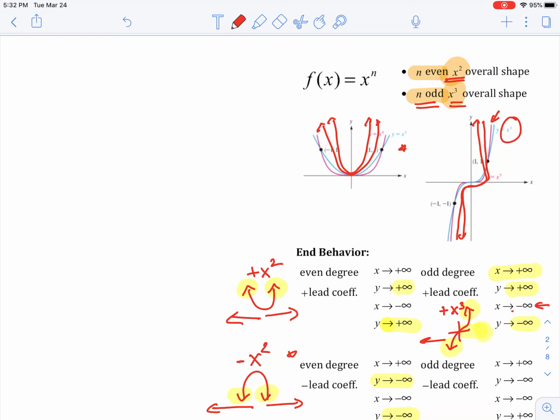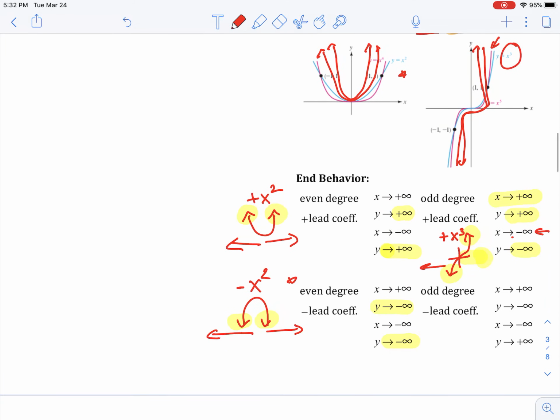And our odd degree negative leading coefficient, meaning that we're basically looking at negative x cubed graphs, which we know would be a reflected x cubed graph. As our x's are going towards a positive infinity, our y values are going towards a negative infinity. Our graph is going down as x is getting bigger. Versus as x is getting smaller, as we're going towards a negative infinity, the end of our graph is going up towards a positive infinity.